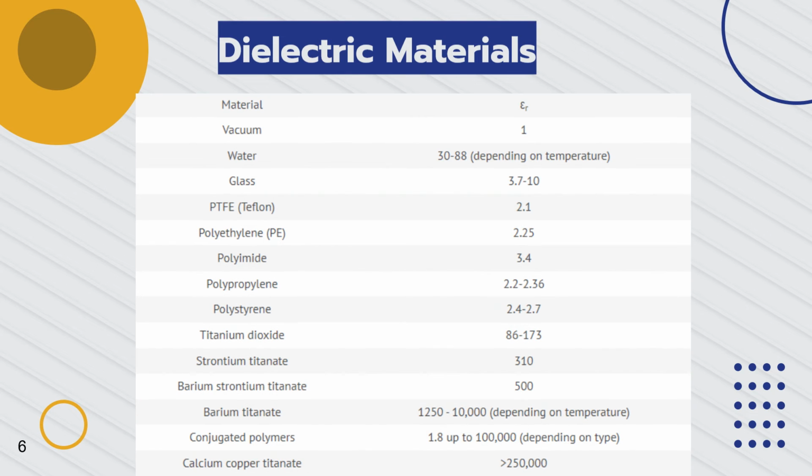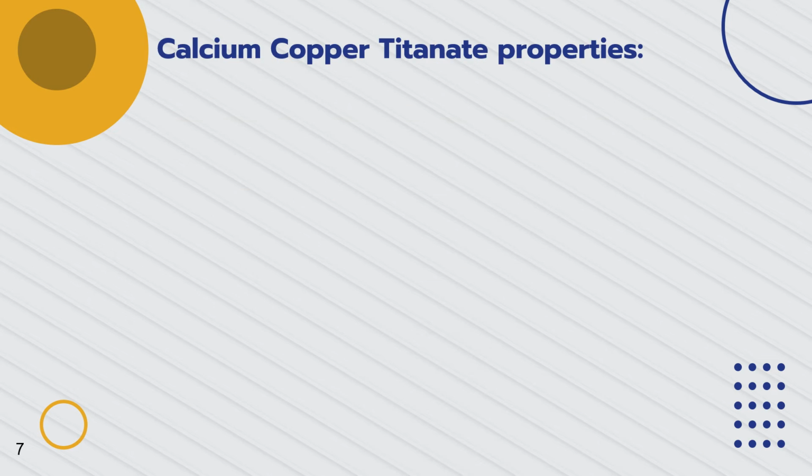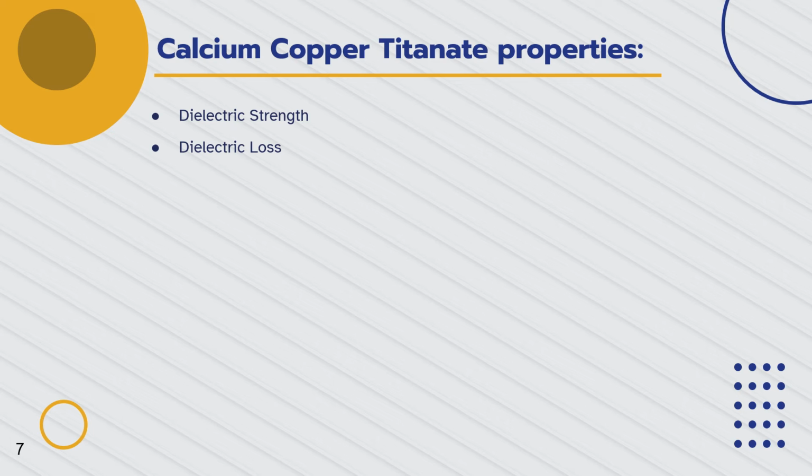Different materials have different values of relative permittivity. Here we provide a list of materials commonly used in capacitors along with their epsilon r values at the frequency of 1 kHz at room temperature. We notice that calcium copper titanate has the highest value of epsilon r, which makes it one of the best dielectric materials. Calcium copper titanate properties.